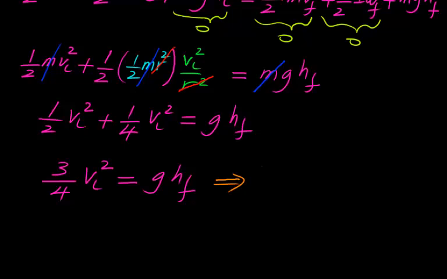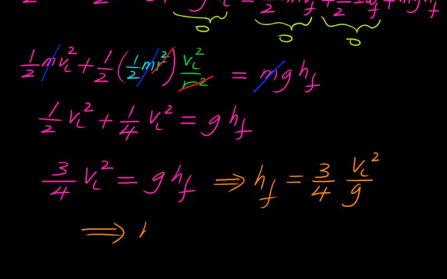Isolating the height final, we obtain 3/4 v initial squared over g. Solving numerically for the height final, we obtain 1.91 meters.